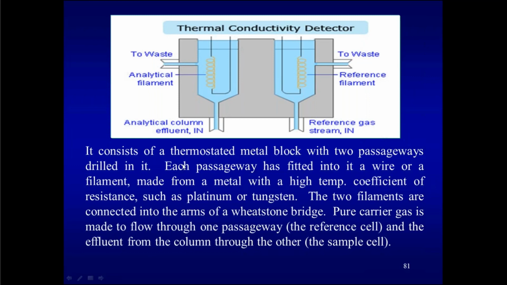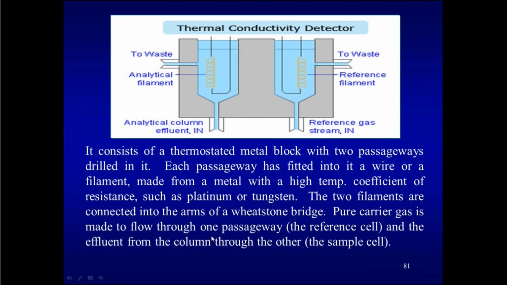What this high temperature coefficient of resistance means is that when the temperature changes slightly, the resistance changes by a larger magnitude. So even a small change in temperature should be easily recognized by this detector, and it will respond to it. That's why we use metals such as platinum or tungsten, which have a high temperature coefficient of resistance, to make these filaments. Now, these two are identical filaments. The two filaments are connected into a Wheatstone bridge. I hope you remember a Wheatstone bridge. A Wheatstone bridge has two arms, and we will be seeing the current flowing between the two arms. I'll show you the next picture.